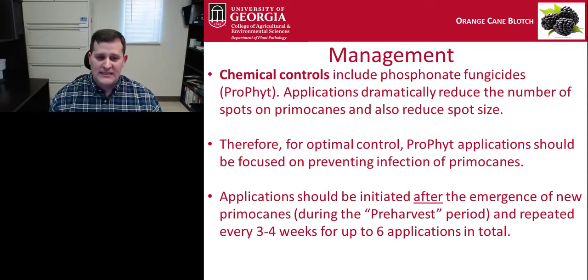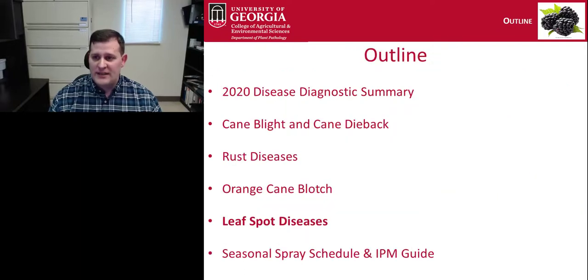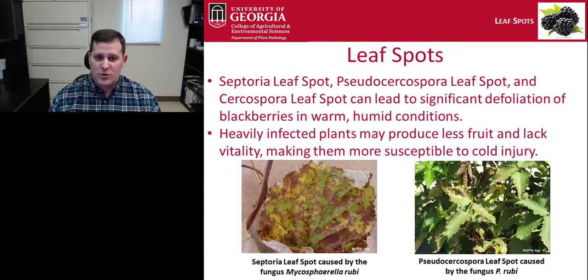Moving on to leaf spot diseases, we have several different pathogens that can cause leaf spot. So we have Septoria leaf spot, Pseudocercospora leaf spot, and Cercospora leaf spot on Georgia blackberries. And these can lead to significant defoliation of blackberries when conditions are warm and humid, like we often have. Heavily infected plants, since the leaves fall off, generally produce less fruit the next season, and they lack vitality, and they're more susceptible to cold injury.